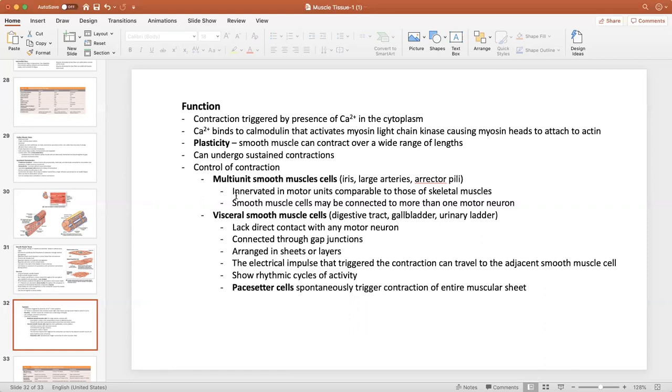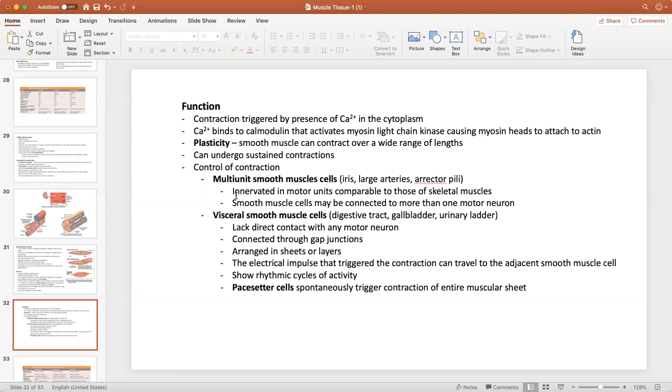Plasticity means that smooth muscles can contract over a wide range of lengths and can undergo sustained contractions. We have a couple of different ways that they actually contract. So we have multi-unit smooth muscle cells, like in arteries and in our iris. We have motor units similar to the skeletal muscle, where the smooth muscle cells are connected to multiple motor neurons and they are stimulated to contract.